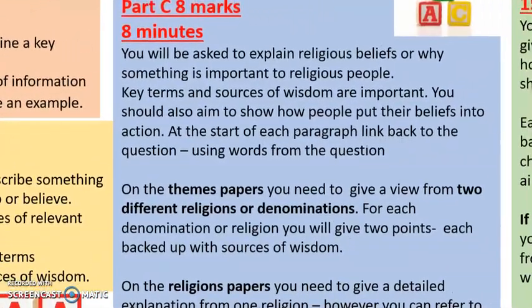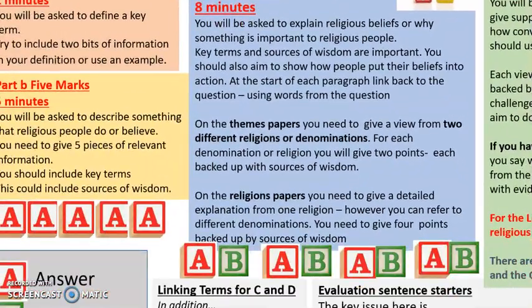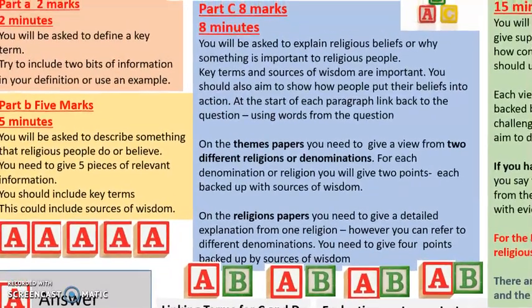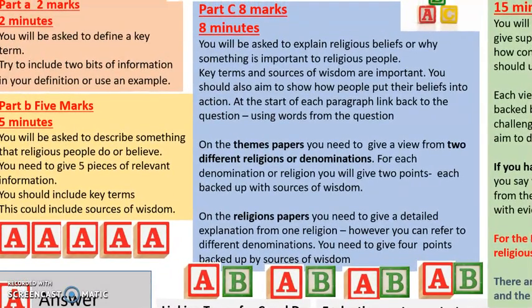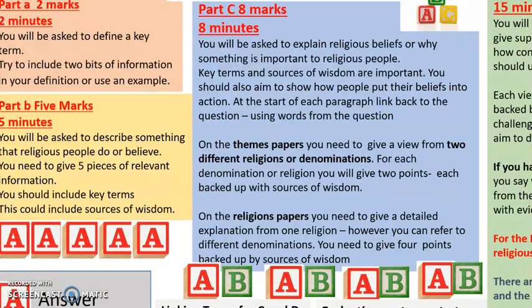The next type of question that you will face is a Part C question. And a Part C begins with the word explain. And you are going to be asked to explain why a religious belief or practice is important, or to explain a religious belief or attitude towards something. That's particularly common on the themes paper. From what we have seen so far on the religions paper, they tend to be phrased, explain why something is important.